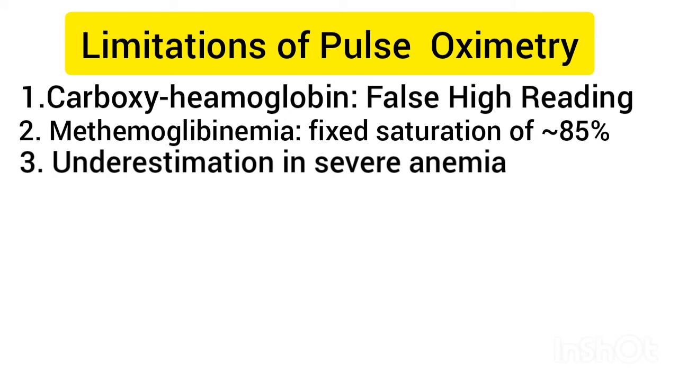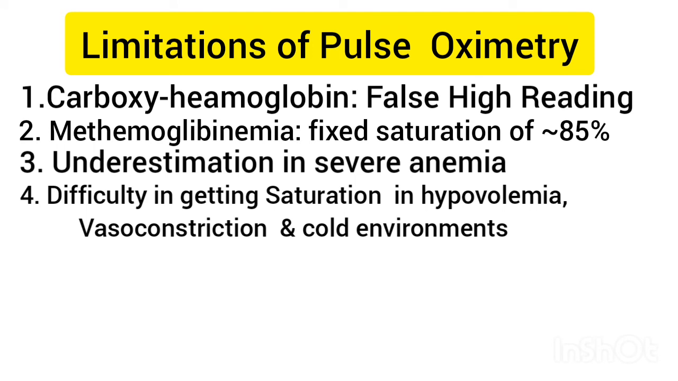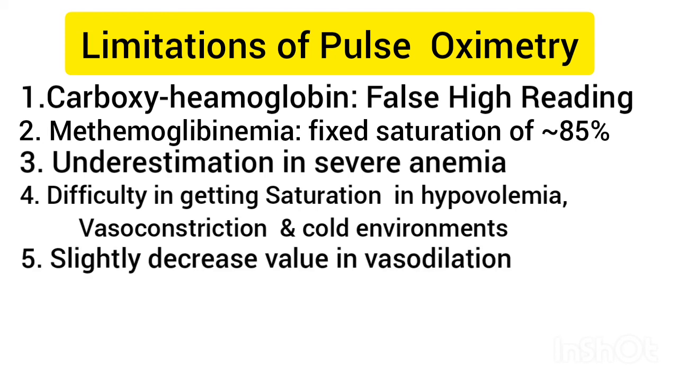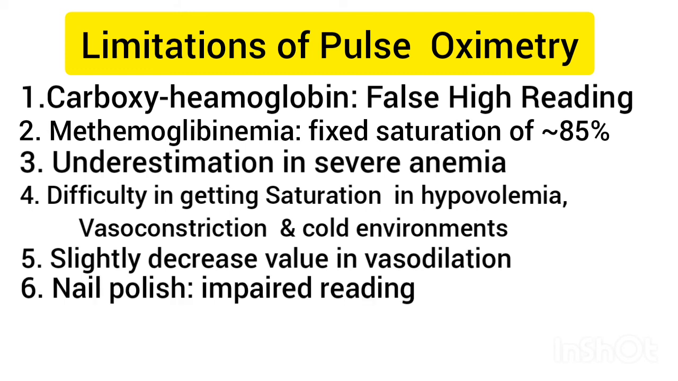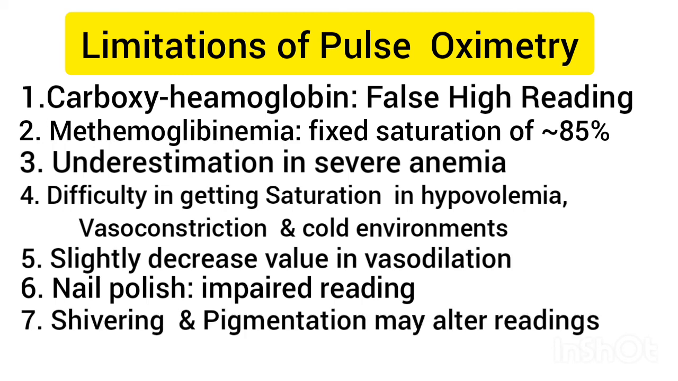And in case of severe anemia, there is underestimation of actual saturation values. And there is difficulty in obtaining the actual values in hypovolemia or vasoconstriction, especially in cold environments. Vasodilatation, on the other hand, gives a slight decrease in value. Nail polish, especially a blue color, shows false readings. Shivering and dark pigmentation of the skin can also impair the oximeter reading.